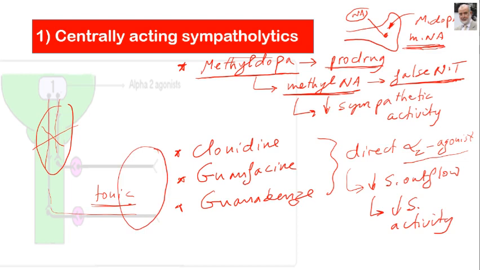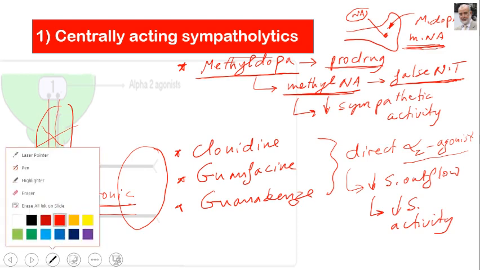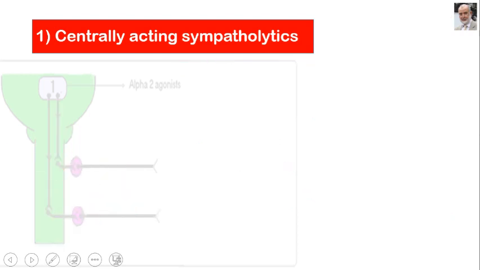Okay? Now, what do we expect will happen if we decrease the sympathetic outflow to different organs? So we talked about the drugs and how they act. Now we'll talk about the action. Most of them, except for a few actions, produce similar action. All of them produce general sympathoplegia. So what do you think will happen? Let us take the cardiovascular system first. What will happen to the heart?